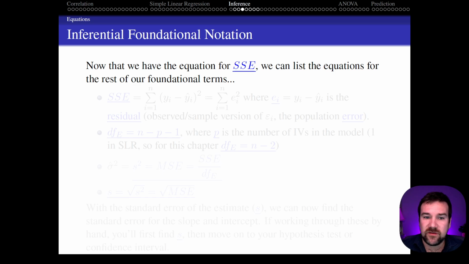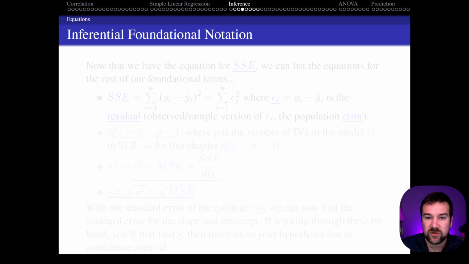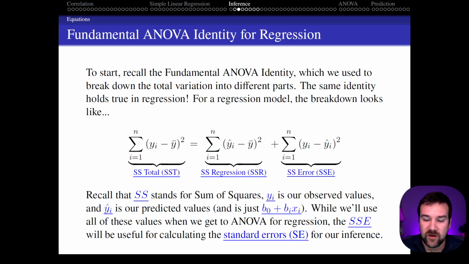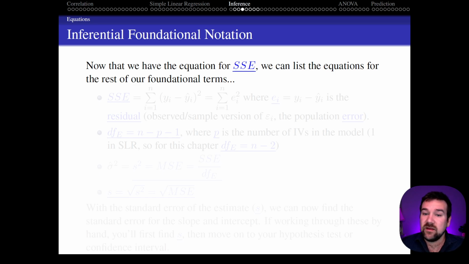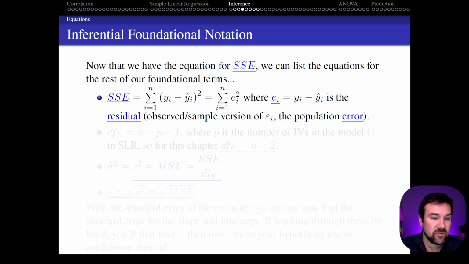Now that we have the equation for the sum of squares error, what's the equation for the sum of squares error? Well, we find the one on the right of this big equation in the middle of the screen here. Take every data point, subtract its predicted value, square that, and add it up. That's the equation for the sum of squares error. Now that we have that, we can write the equation for the rest of the things. So the sum of squares error, this is what we have from the previous slide.